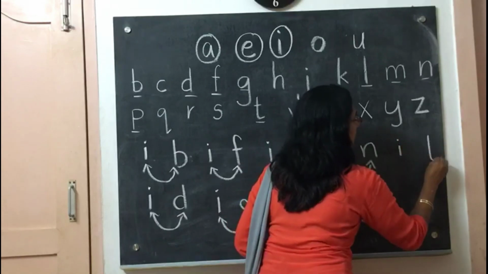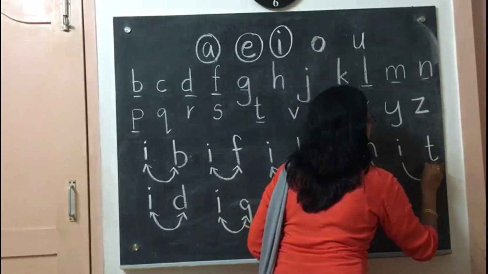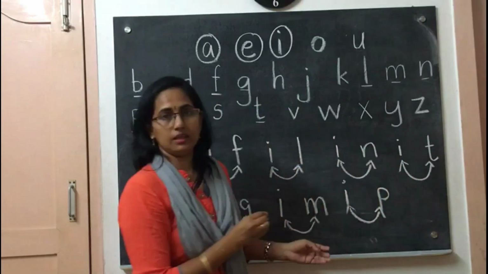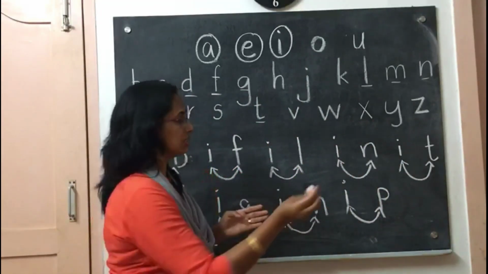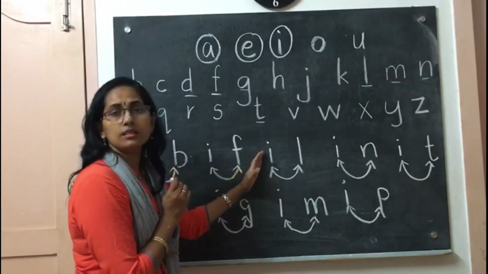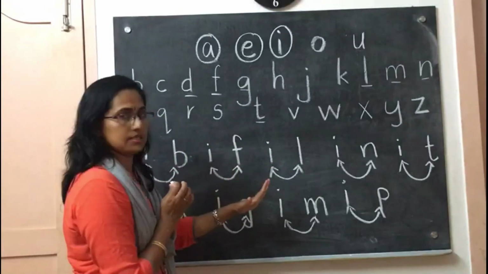Then with T. E and T. E, T, It. Right. So this is how we join the E vowel with the consonants.